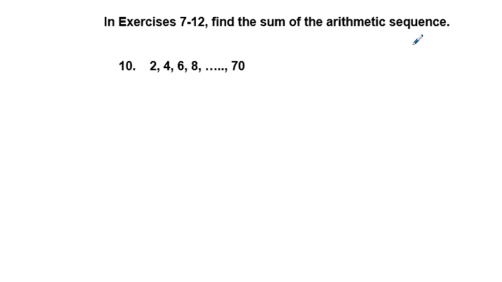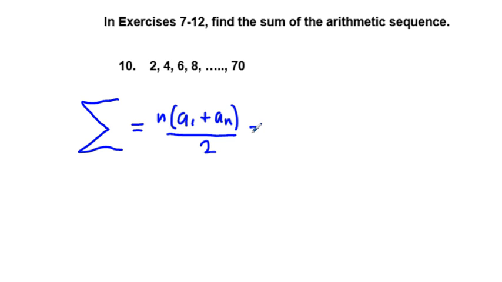Find the sum of the arithmetic sequence. In this case, it's the same thing that we looked at last problem. Our summation is equal to n, our total number of terms, times the average of our first term and our last term. In this instance, we don't know what our n is yet, so I'm just going to leave that blank. But we know our first term is 2, and our final term is 70, and that's divided by 2.